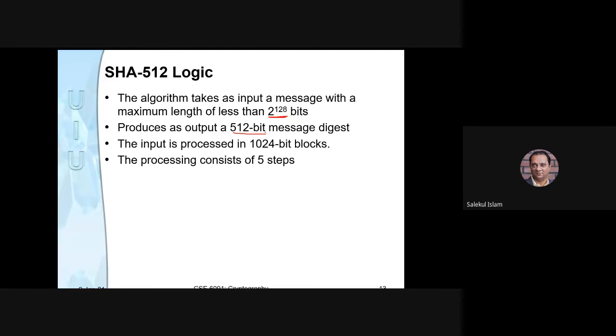So if we have 3 blocks, then we start computing the first block. At the end of the first block, a 512-bit message digest is produced. We use this 512-bit digest to calculate the second block. At the end of the second block, we generate another 512-bit message digest, and we use that to calculate the third block. At the end of the third block, what we have is our final output, that is our final message digest. The processing consists of 5 steps.